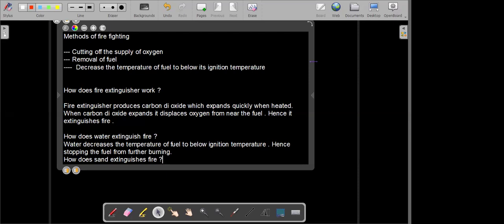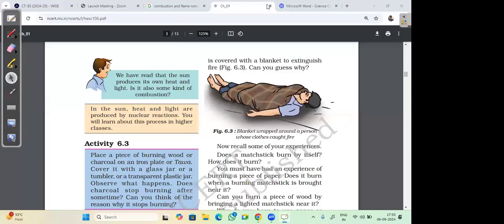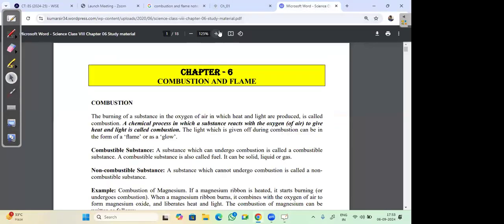Understood everyone? How does firefighting work? Okay, we just see this one. Let's see the different other concepts that we have learned here in this chapter.